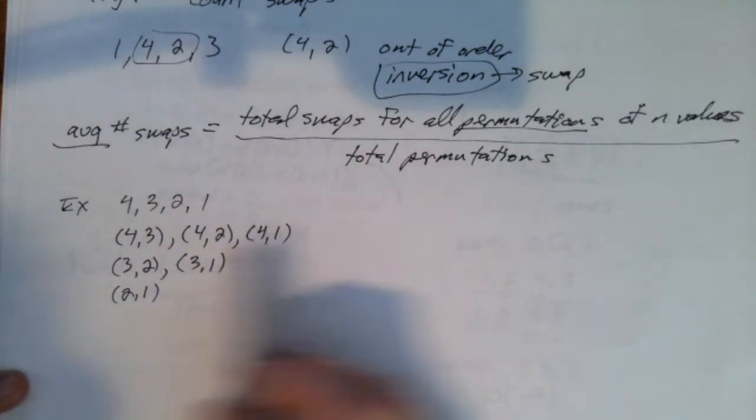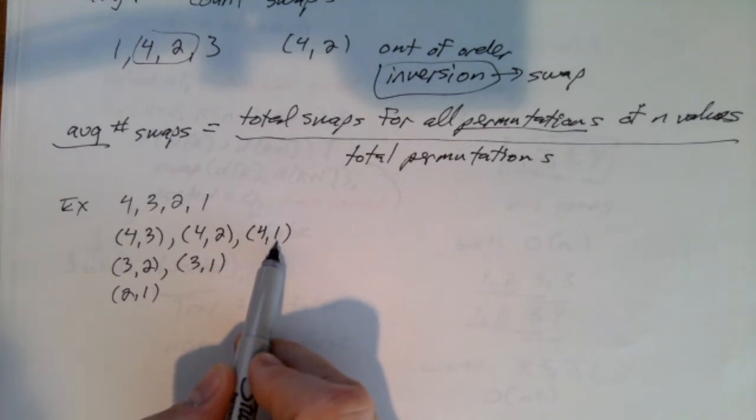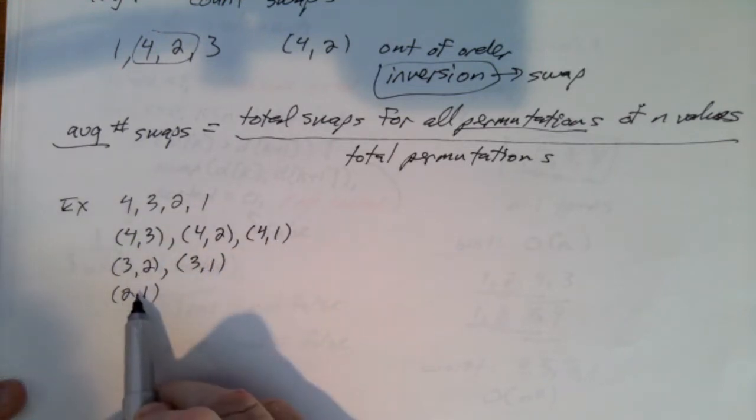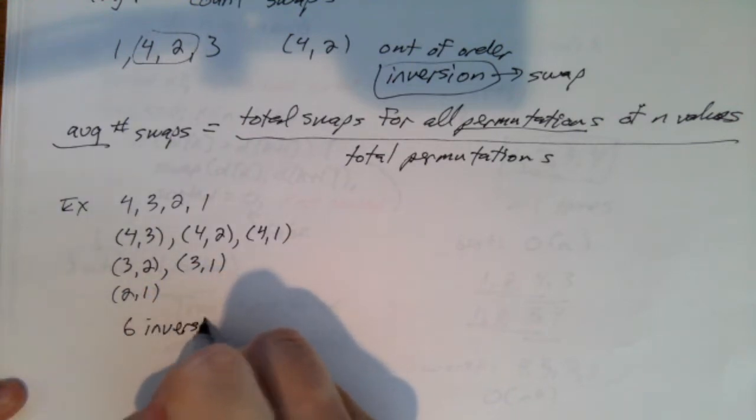And how many of these are inversions? Well, 4 and 3 are in the wrong order, 4 and 2 are in the wrong order, 4 and 1 are in the wrong order, 3 and 2 are in the wrong order, 3 and 1 are in the wrong order, and 2 and 1 are in the wrong order. And so we have 6 inversions.